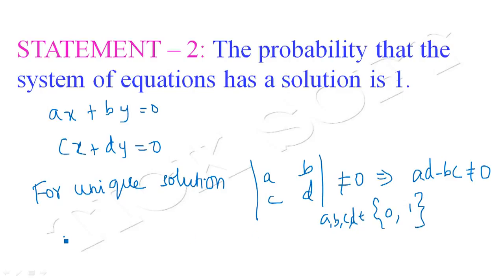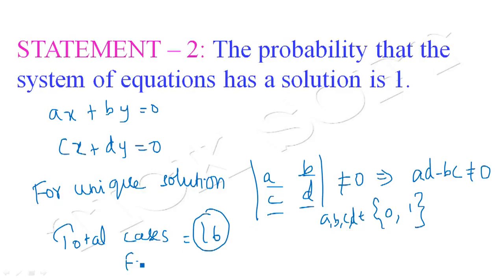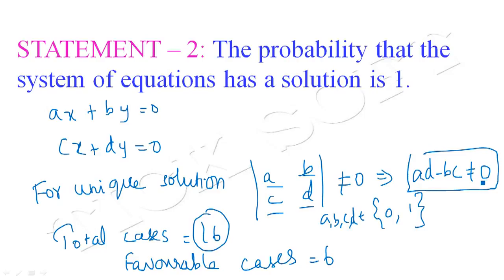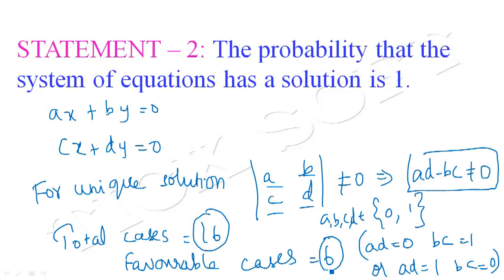And now listen, the total number of cases will be equal to 16. That is, we can arrange these 4 values in 16 ways. And what are the favorable cases? The number of favorable cases will be equal to 6, because we need ad minus bc to be not equal to 0. To satisfy this, either ad equal to 0 and bc equal to 1, or ad equal to 1 and bc equal to 0. Therefore the number of favorable cases here is 6.